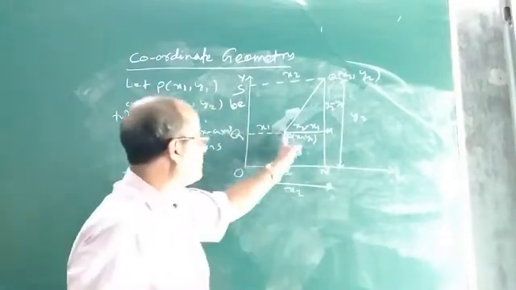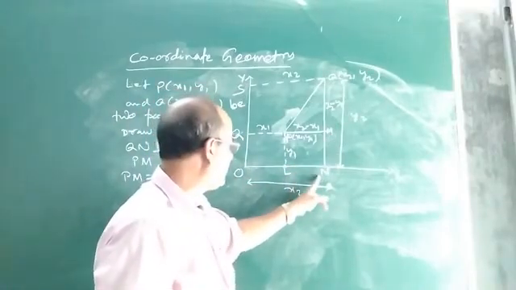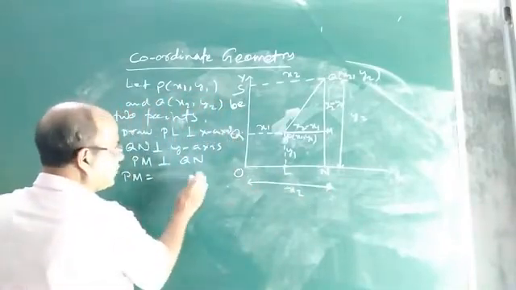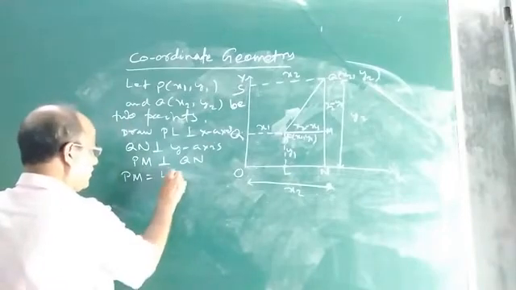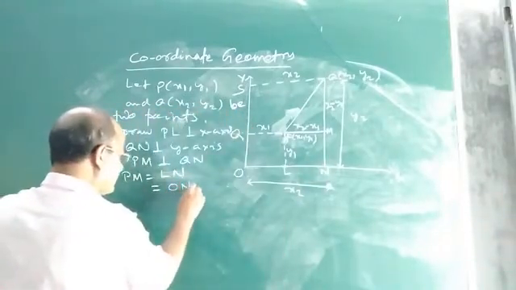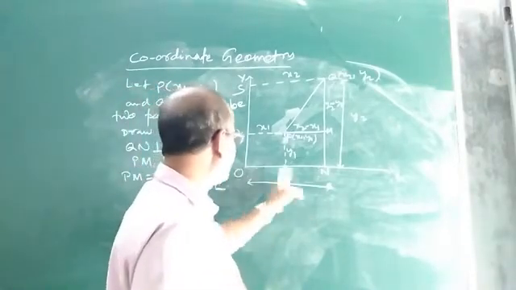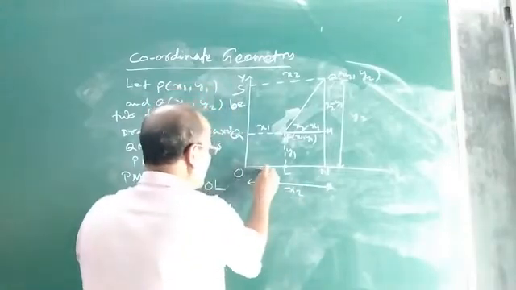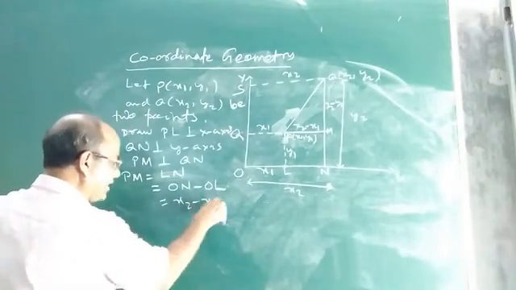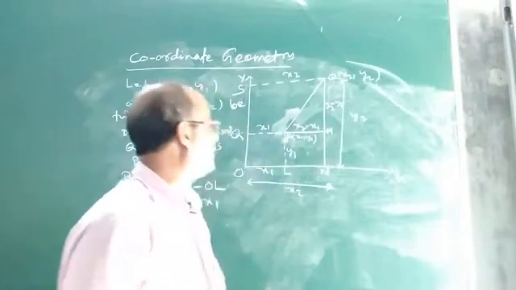Look at the figure. The length of line segment PM will be equal to LN, and LN will be equal to ON minus OL. Now what is the length of OL? It is x1. And ON is x2. So it will be x2 minus x1. So the length of PM will be x2 minus x1.